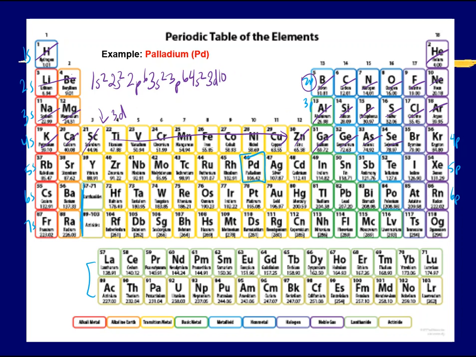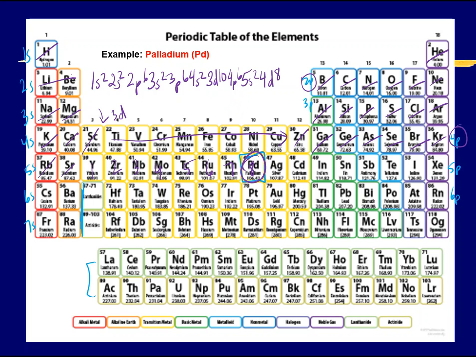1, 2, 3, 4, 5, 6 in my 4p over here. Then I do the 5s, that's the next row. 5s2 comes in, fills, and now I'm almost to palladium. So now I count 1, 2, 3, 4, 5, 6, 7, 8 electrons. So I go 8 electrons into the 4d, so 4d8, and that is the complete electron configuration for palladium.